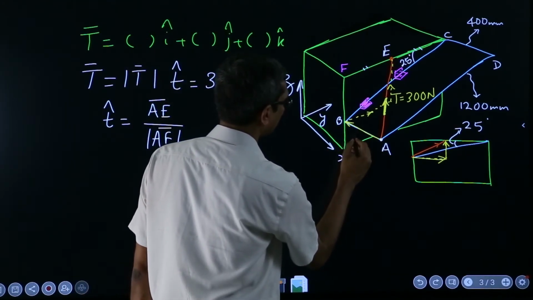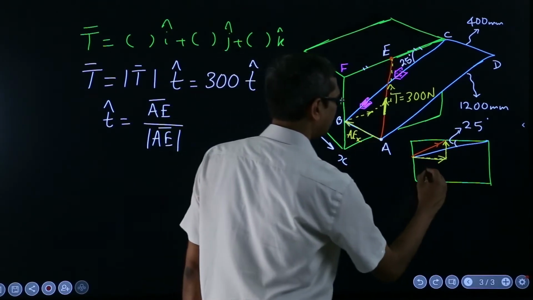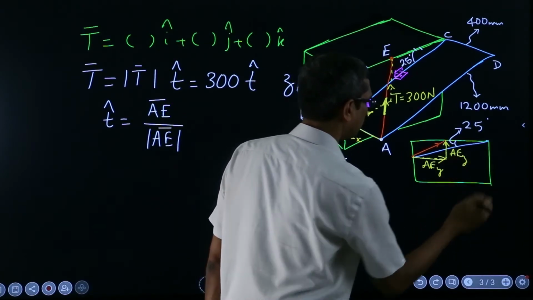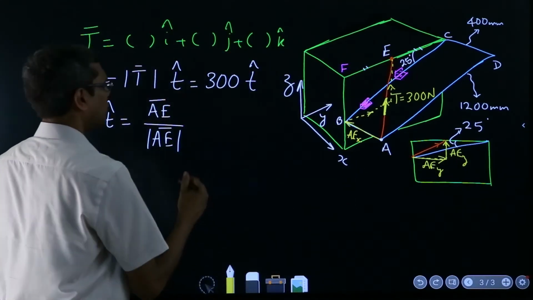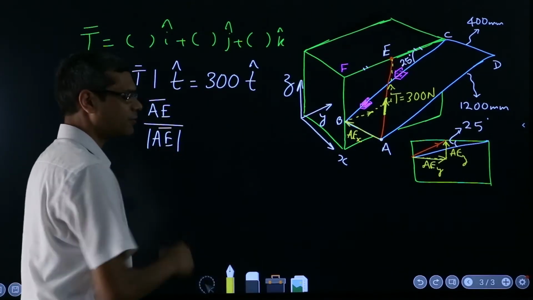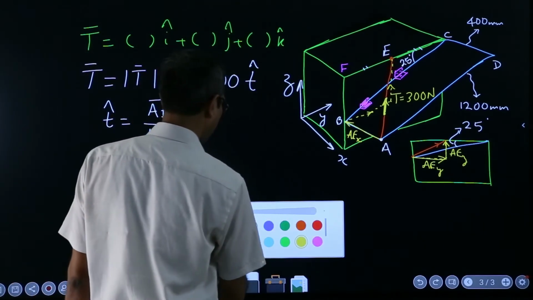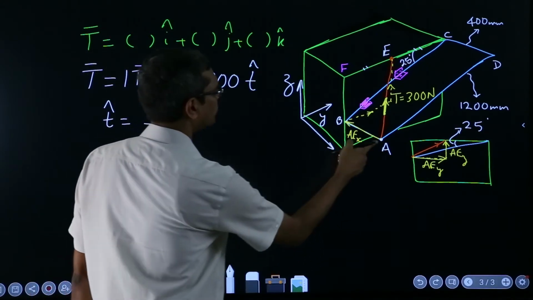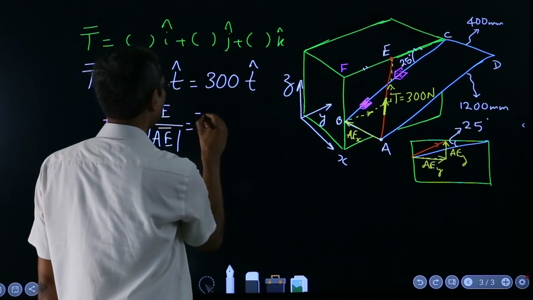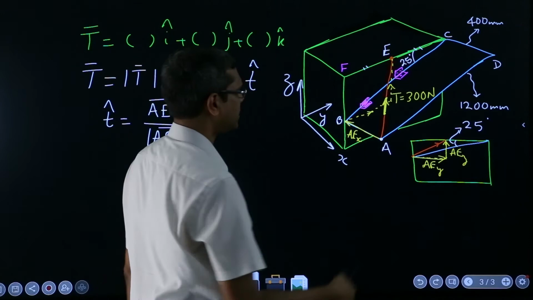So I'll say AE's x component, then this is AE's y component, and AE's z component. Okay. Now, that will give us the vector AE as an arrow, and then we just have to divide by its magnitude. So what we can write here is, suppose in the x direction we have to move by how much? This is 400 mm. So minus 400 i, because we are moving in the negative x direction.